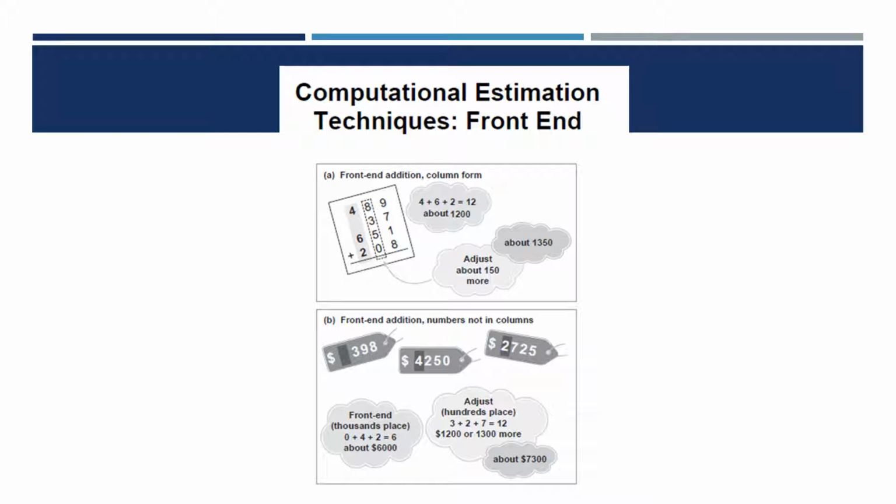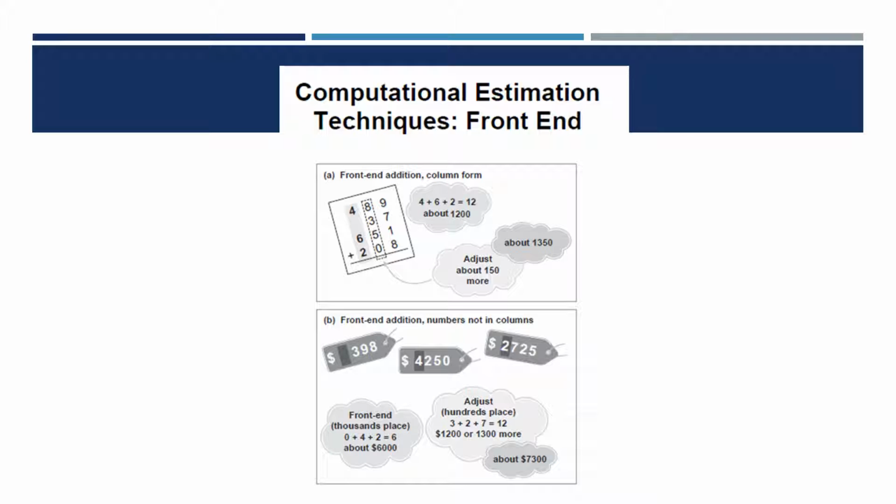Now let's talk about computational estimation techniques. So we're going to talk about front end. Front end estimation basically just takes the front digits of the numbers and does an estimation. Now we do know that we have to make some adjustments because of the next column, because that may prove some problems if we don't.